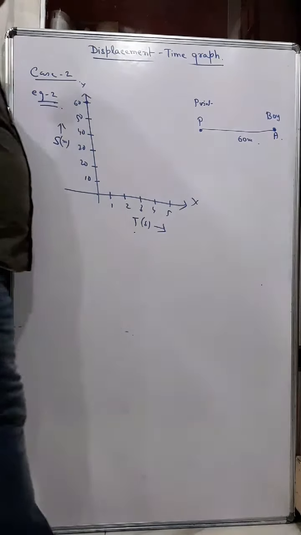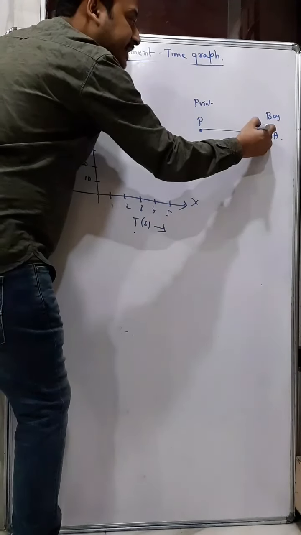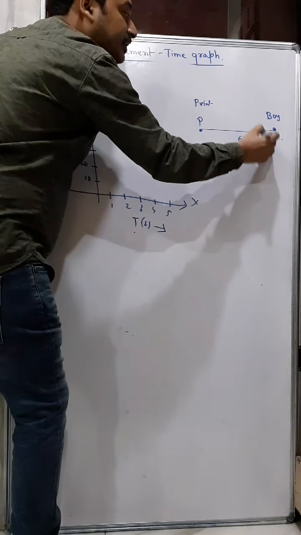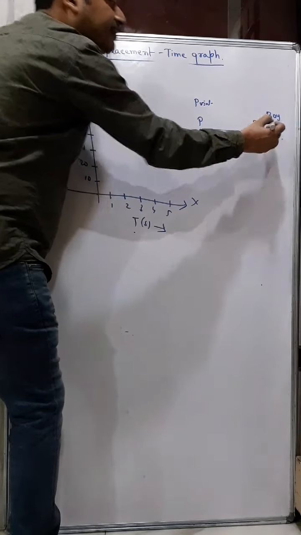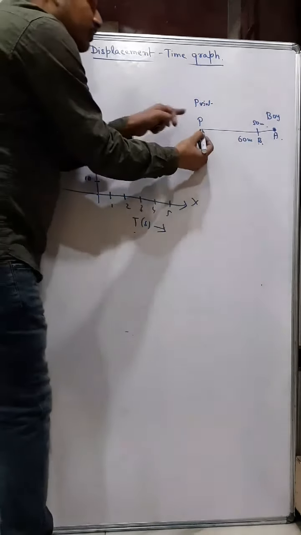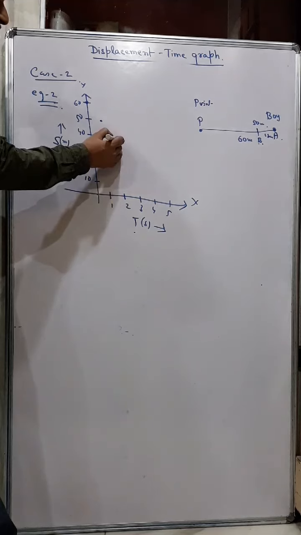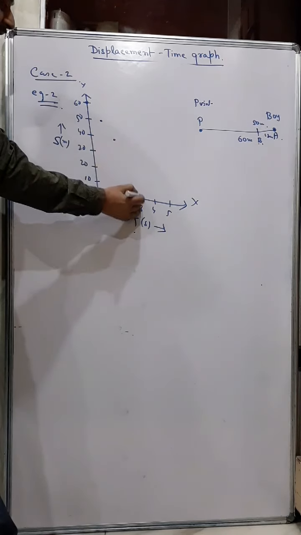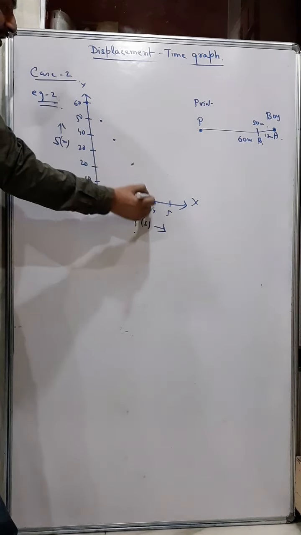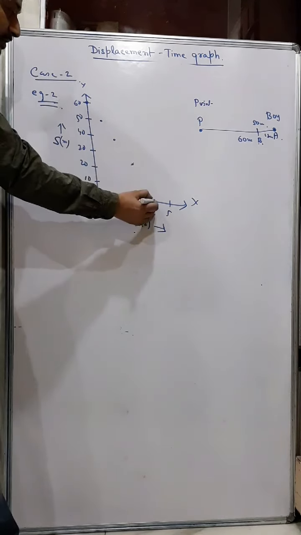Say at point A. After 1 second the boy comes here, that means at 50 meters. That means now the displacement is 50. Initially it was how much? 60. After 1 second the displacement is 50. After 2 seconds the displacement is 40. After 3 seconds the displacement is 30. After 4 seconds the displacement is 20.